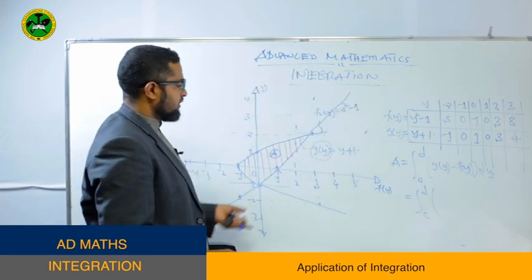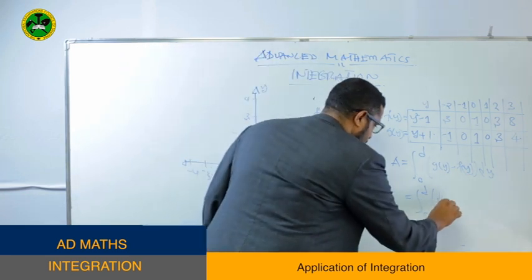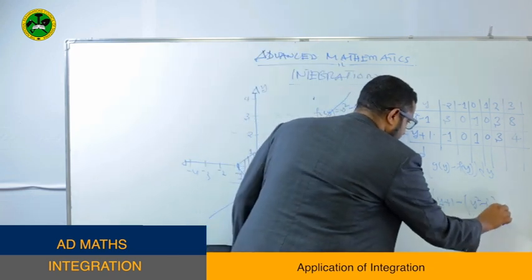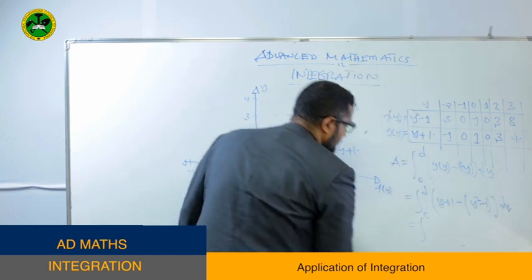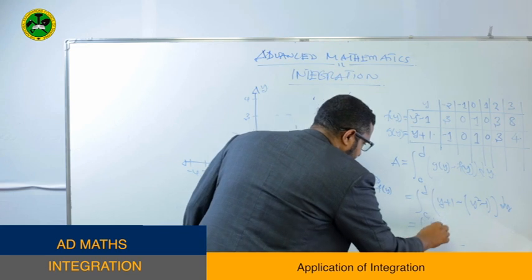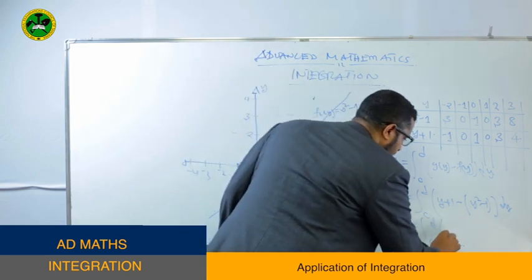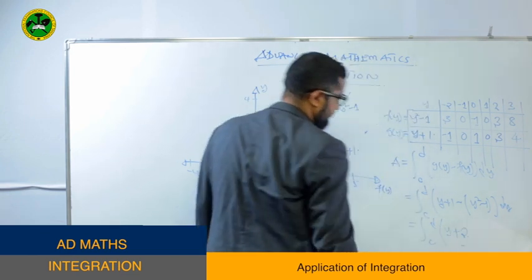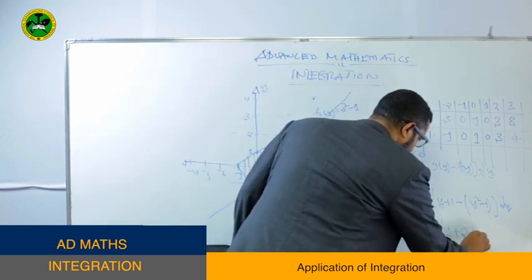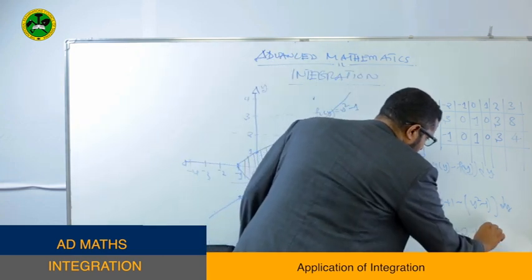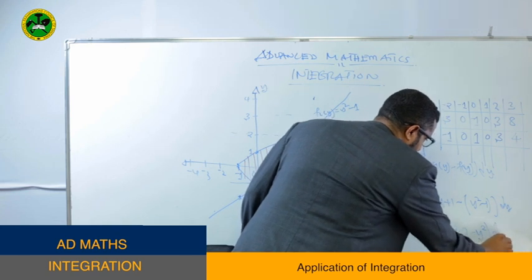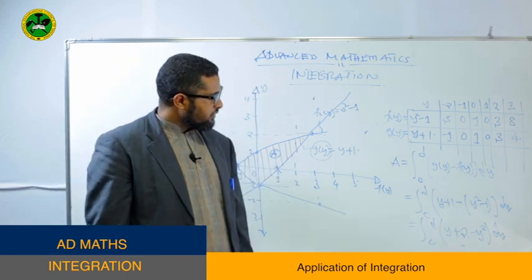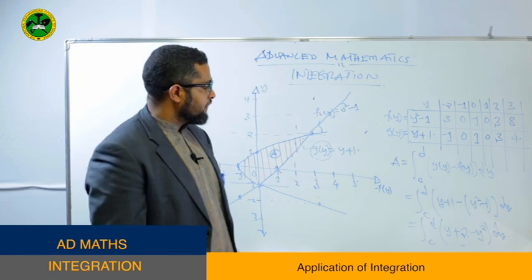Now let's find the difference, then you are going to substitute directly. We have y plus 1 minus y squared minus 1, then dy. This is from C to D of y plus 2 minus y squared dy. So that is our function, or the difference between the two.